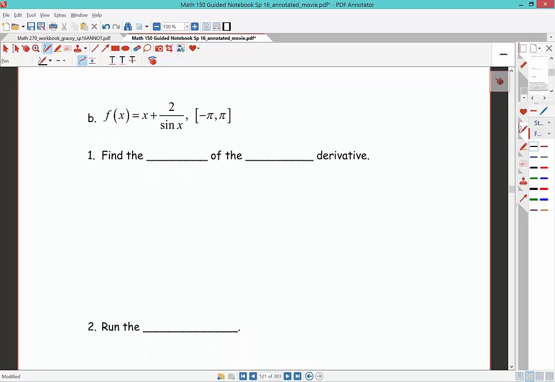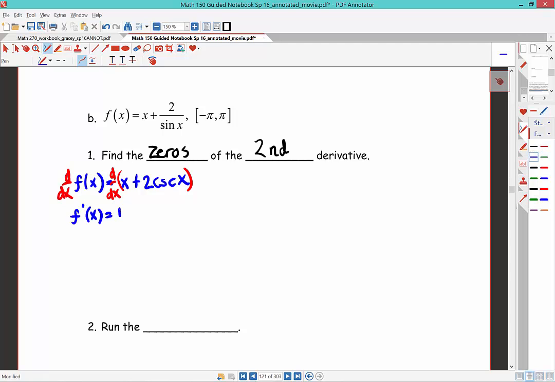So here the directions are the same, so we need to find the zeros of the second derivative, and to do that we have f at x is equal to, we could write this as x plus 2 times cosecant at x, couldn't we? Right, using a reciprocal identity. So now f prime at x, when I differentiate both sides with respect to x, will give us f prime at x equals 1 minus 2 times cosecant at x cotangent at x.